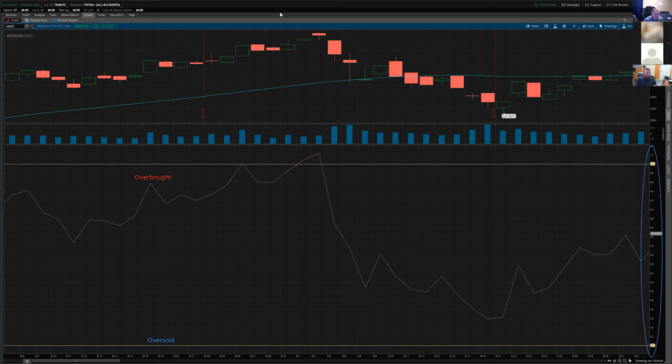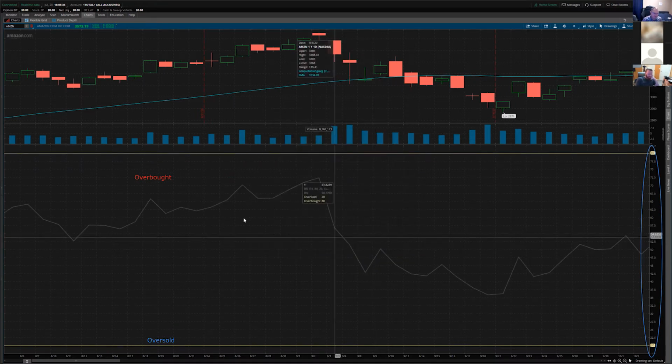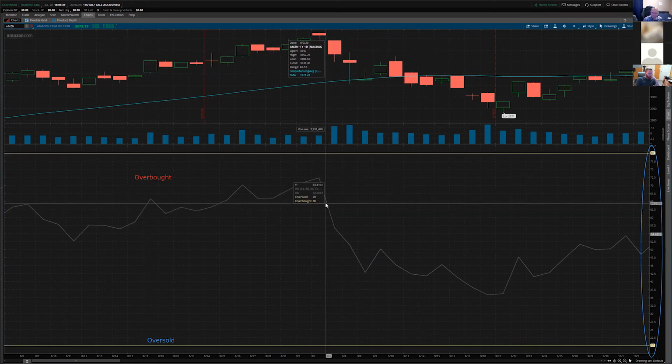Some people even change these percentages, which you can do. Overbought, oversold, I can change these to 80 and 20. That's another strategy. That's why I use Thinkorswim, because we're now getting into where we can modify everything to our own liking. And as you can see, if I change it to 80, look, it's still telling me to hold Amazon if I held Amazon.